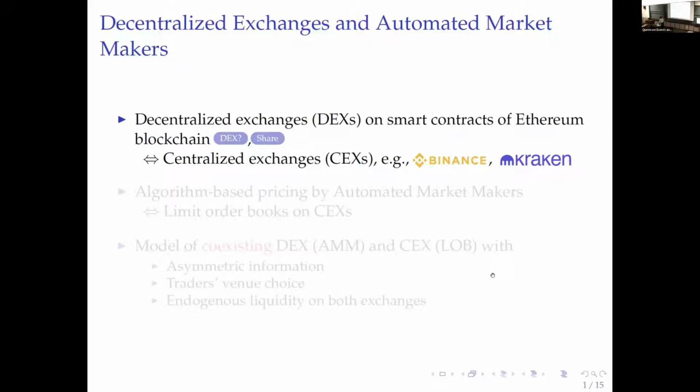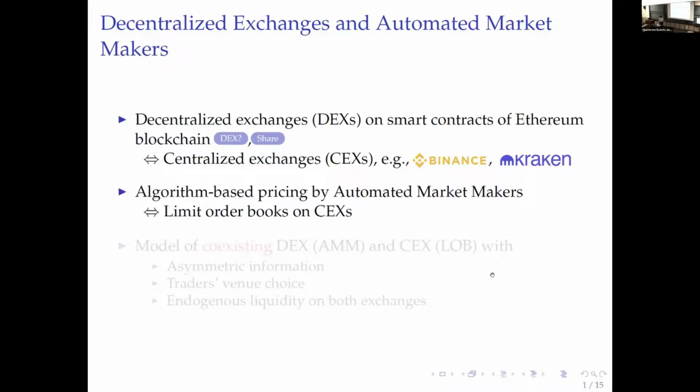In contrast, many exchange platforms have been built on smart contracts of the Ethereum blockchain, meaning that there is no such centralized entity and everything is distributed. Of course, centralized exchanges and decentralized exchanges are different in many aspects. But because this is a finance paper, we're going to focus on the difference in terms of market microstructure. In particular, we're going to look at the difference in the matching algorithm and pricing algorithm.